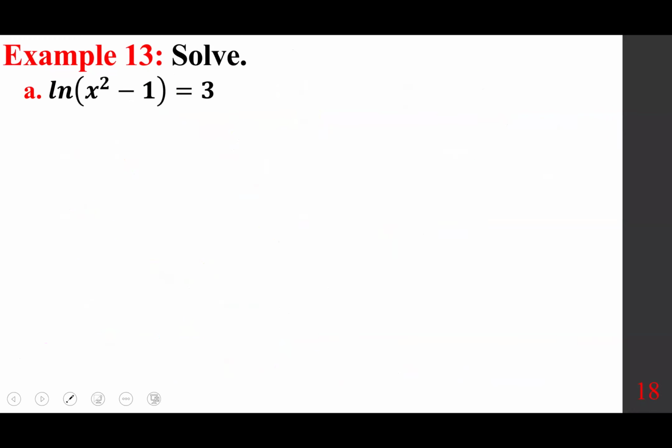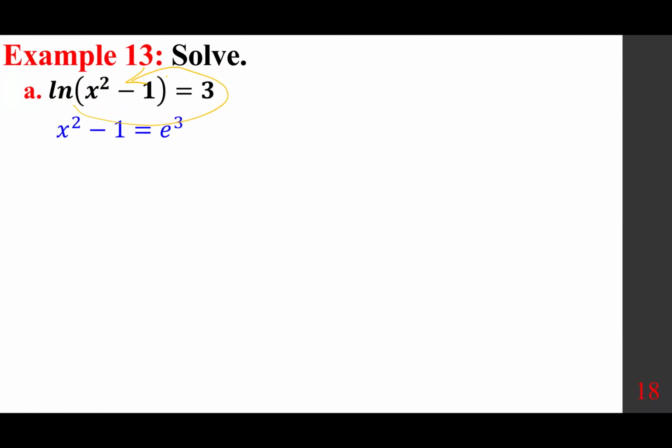We want to solve this equation, ln of (x squared minus 1) equals 3. All we have to do, go through the definition and remember this arrow. Of course, when we don't have a base, but it's ln, the base is e. So x squared minus 1 is e cubed. Let me just actually draw the arrow. So this arrow, okay. x squared minus 1 is e cubed.